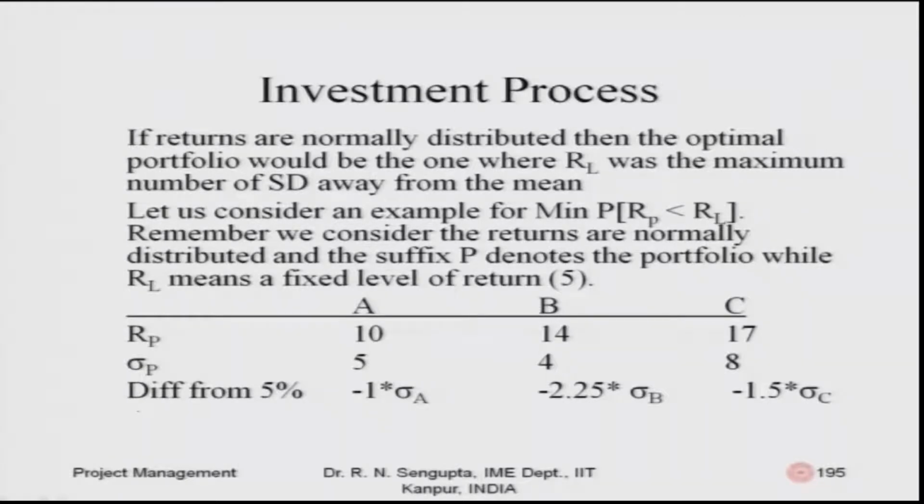So, for instance, A, B, C are the instances of different examples. The RP values for A, so technically RP comma A, is given as 10%, RP comma B is given as 14%, similarly for C, RP comma C is 17%. The standard deviations for A, B, C are given as 5, 4, 8, and if I find the differences from 5%, which is the RL value, they are minus 1 sigma for A, that means to the left, minus 2.25 sigma for B to the left, and minus 1.5 sigma for C to the left.